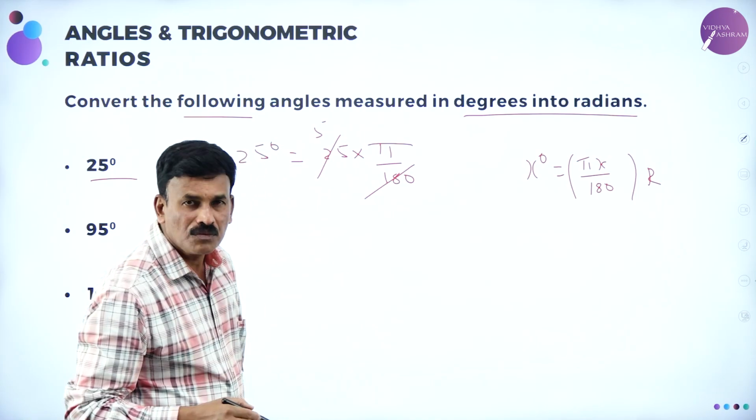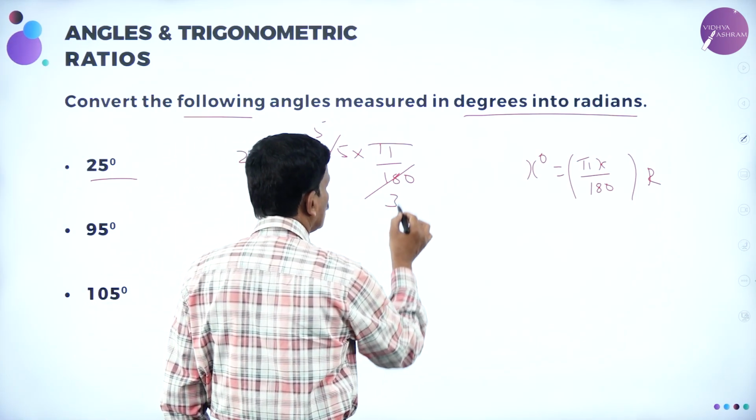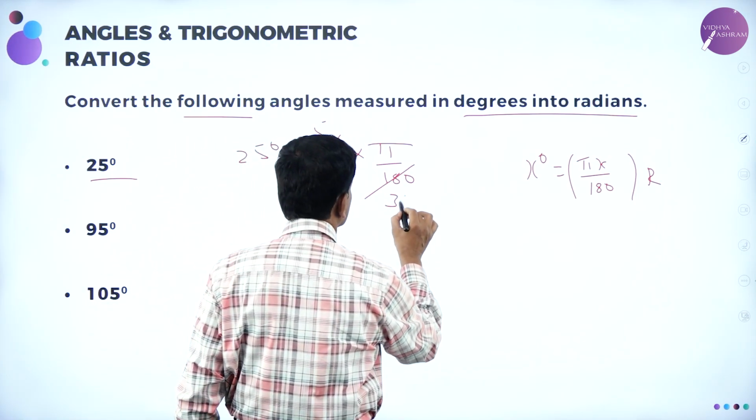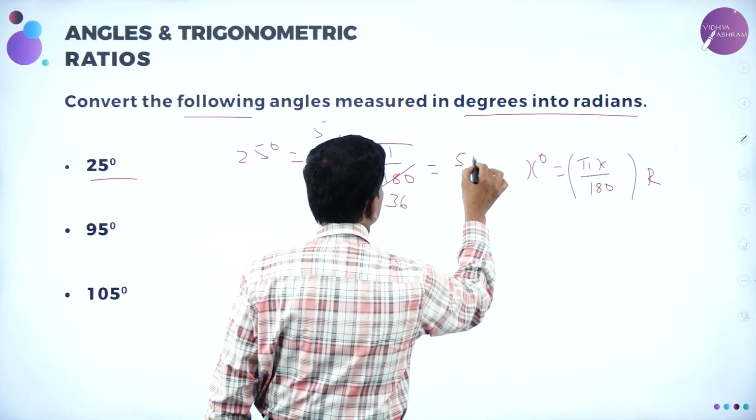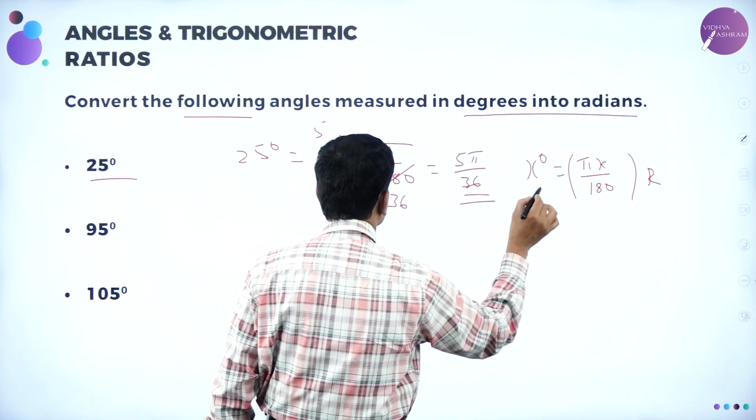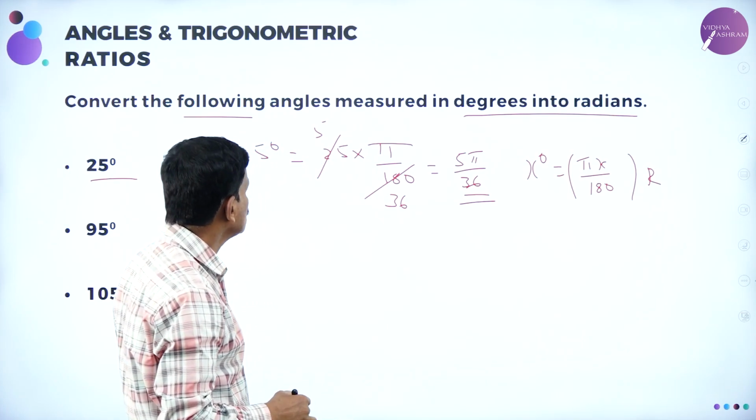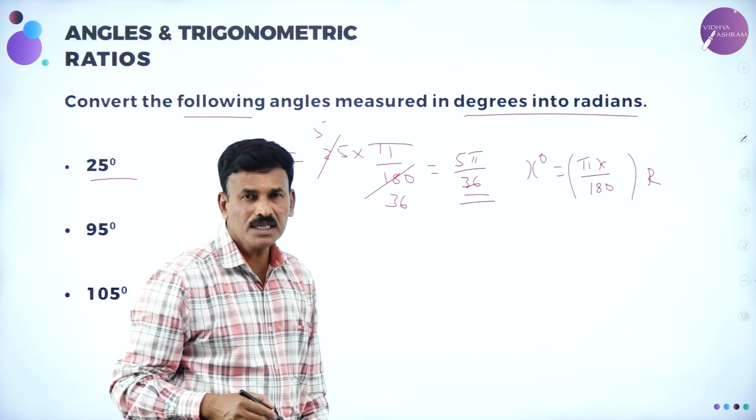Again from 5, 5 3s are 15. And what is remaining is 30. 5 6s are 30. That's equal to 5 pi by 36. That's it. So, 5 pi by 36 is nothing but 25 degrees.